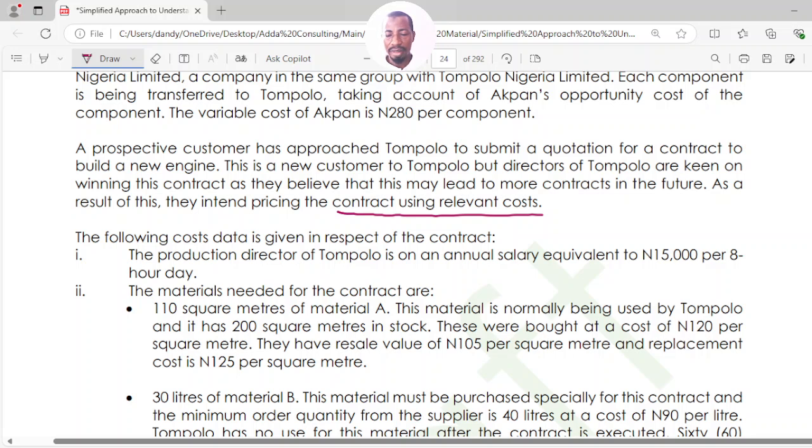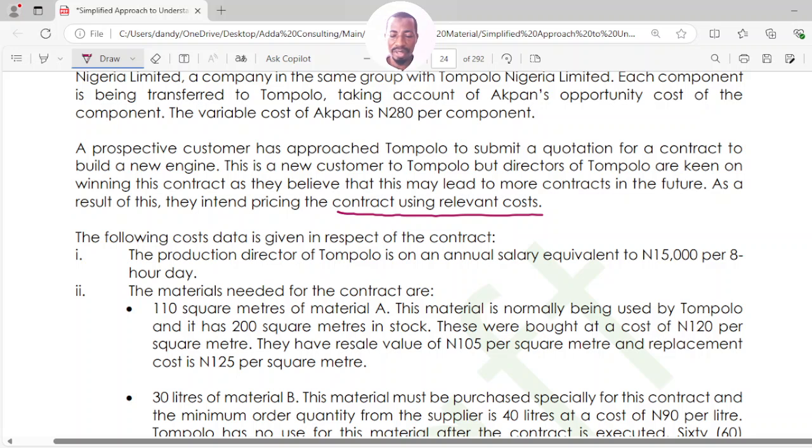All right. Then this 15,000 naira is irrelevant. It's on the annual salary equivalent to 15,000 naira per 8-hour day, irrespective whether it is on a monthly basis or annual basis. That 15,000 naira is irrelevant. You ignore it. So the cost of production director is irrelevant. Then number 2, the material needed.